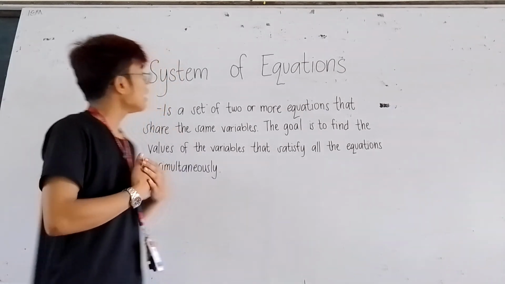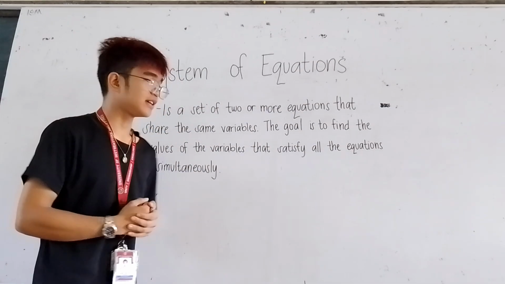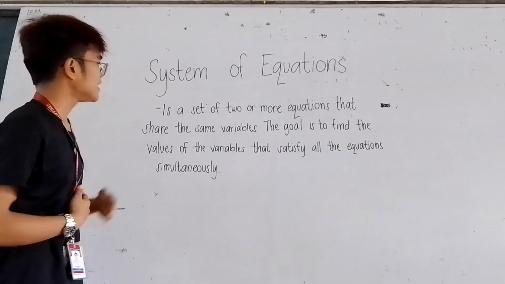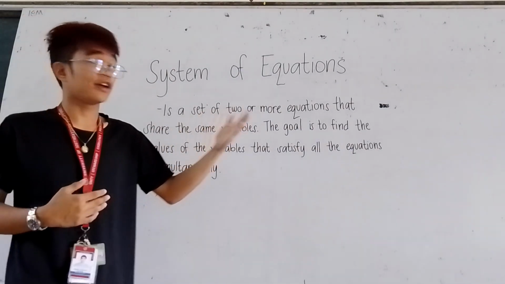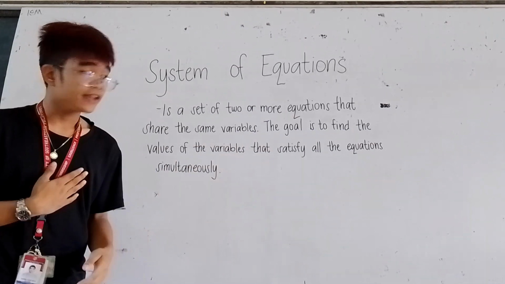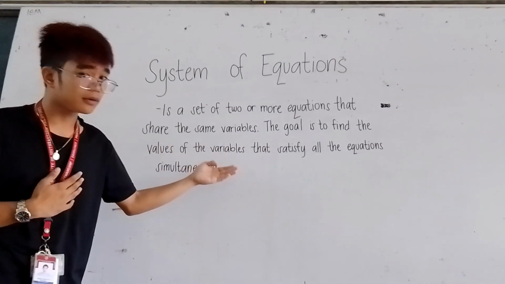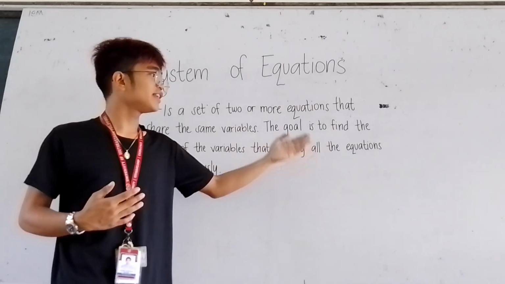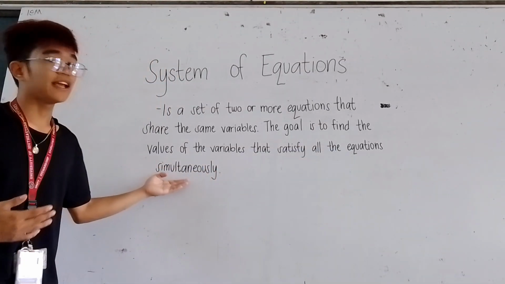Discuss is namely about the system of equations. When we say system of equations, it's a set of two or more equations that share the same variables. The goal is to find the values of the variables that satisfy all the equations simultaneously.